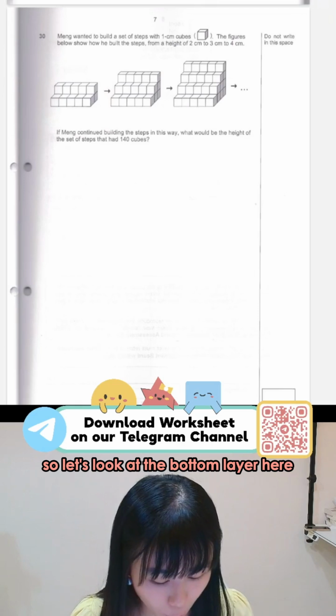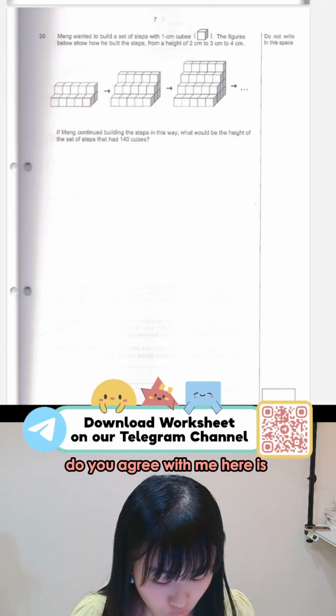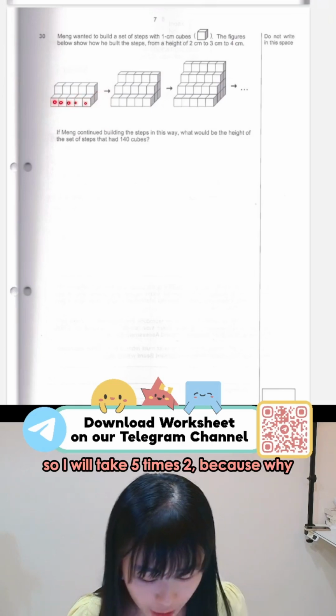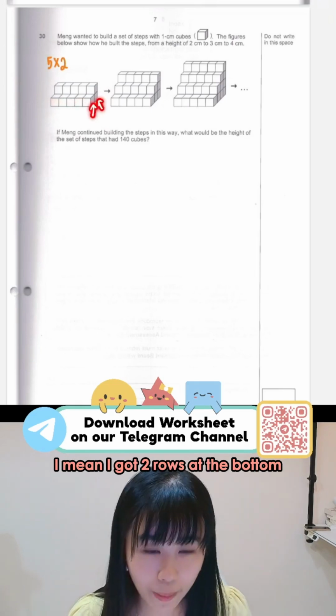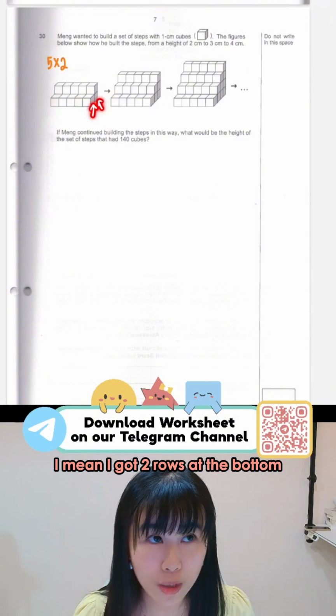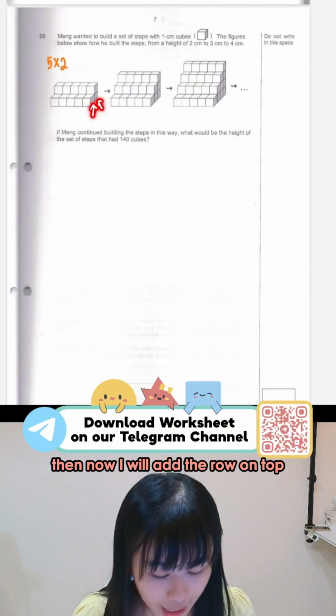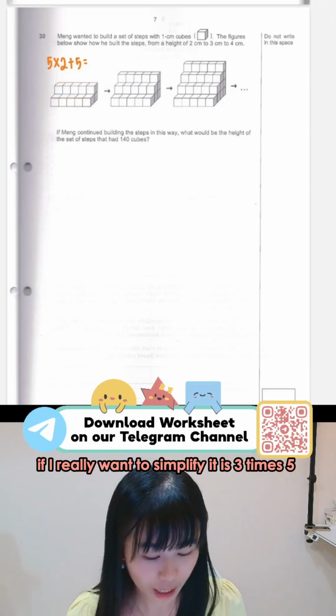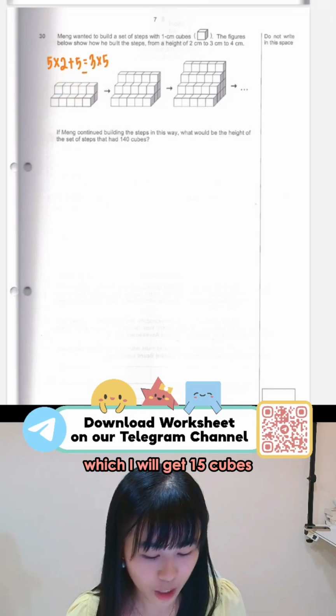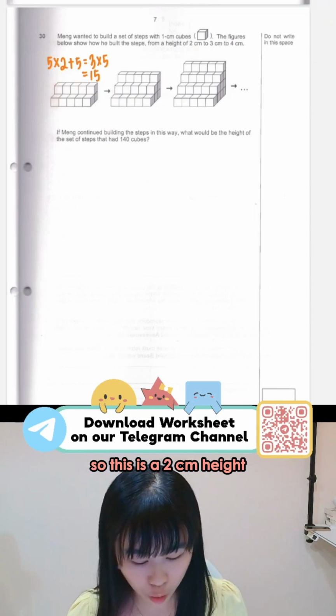So let's look at the bottom layer here. Do you agree with me? Here is 1, 2, 3, 4, 5. So I will take 5 times 2, because I got 2 rows at the bottom. Then now I will add the row on top, right? It's a plus 5. If I really want to simplify it, it's 3 times 5, which I will get 15 cubes. So this is a 2 cm height.